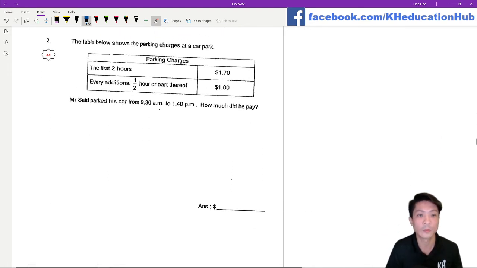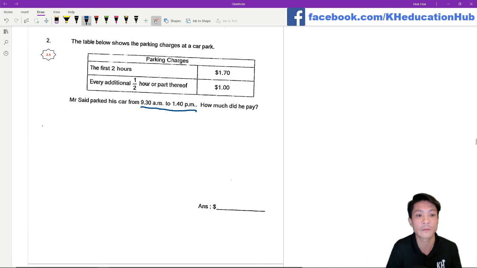Let's move on to the next question. Question 2. The table below shows the parking charges at the car park. So the first 2 hours is $1.70. The first 2 hours, right? Every additional half an hour or part thereof will be $1. So Mr. Sai parked his car from 9:30 to 1:40 p.m. So how much did he pay?